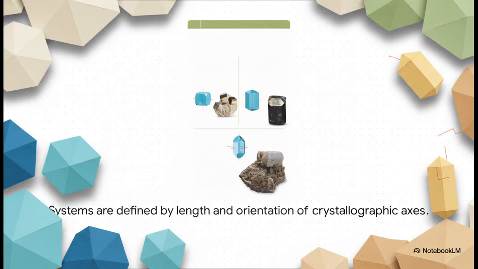To really visualize those axes, let's look at a few examples. The cubic system has 3 equal axes at perfect 90-degree right angles. It creates highly symmetrical, perfect cubes. But nature isn't always perfectly square. Take the monoclinic system, which actually hosts more minerals than any other crystal system out there. Monoclinic translates to one incline, meaning it has one tilted axis where the lines just don't meet at perfect right angles. It's a gorgeous display of natural geometry.